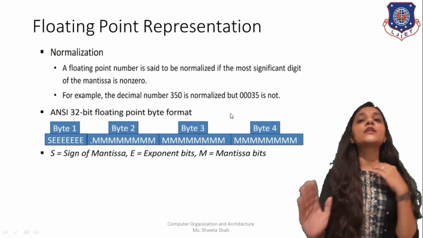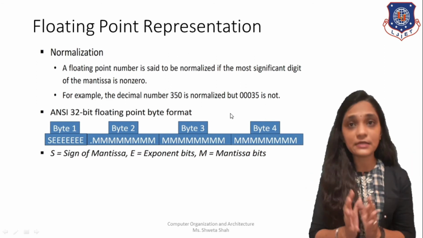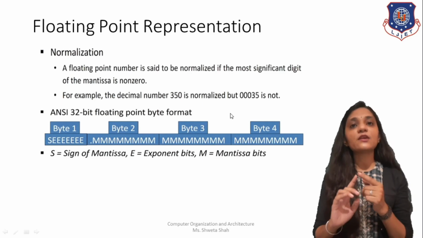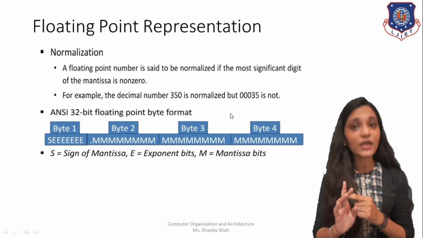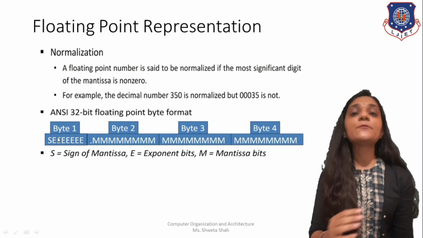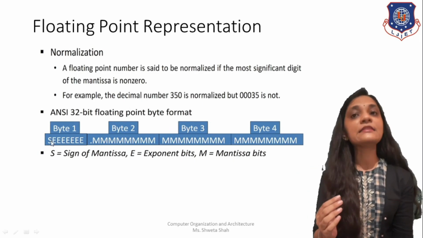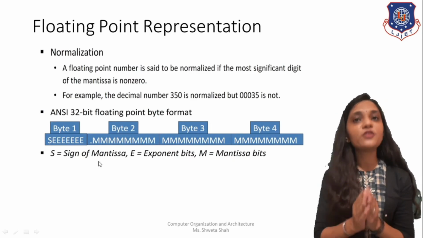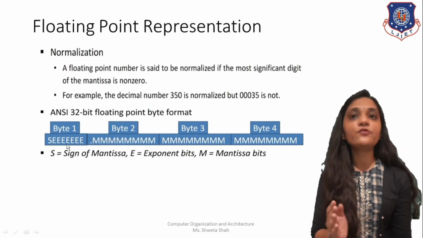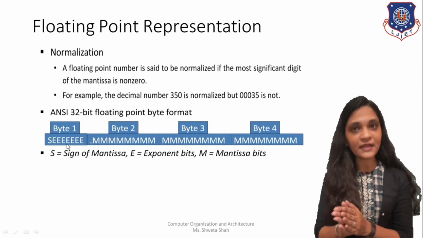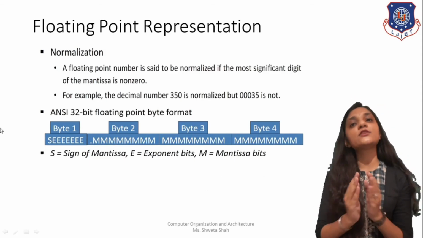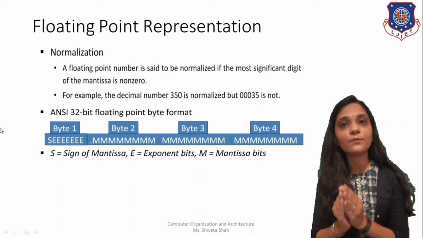Let me see what these 32 bits represent. As we know, we will represent these numbers in terms of mantissa and exponent. Here the first byte represents your exponent and the sign of the mantissa, whether your number is positive or negative. The first byte is allotted for the exponent and the sign of the mantissa, and the second, third and fourth bytes represent your normalized mantissa.